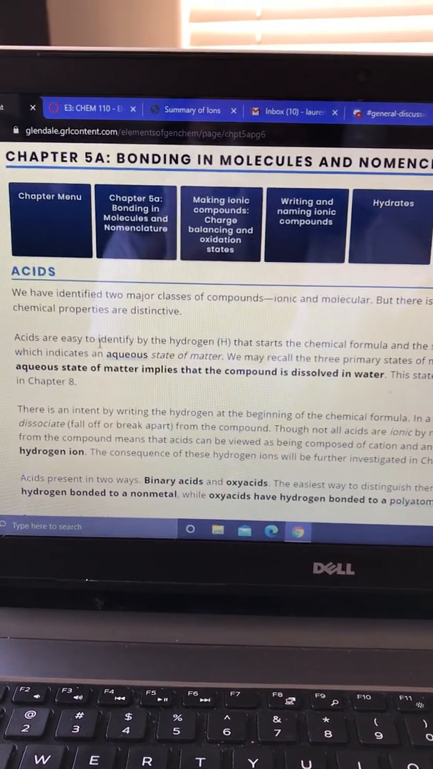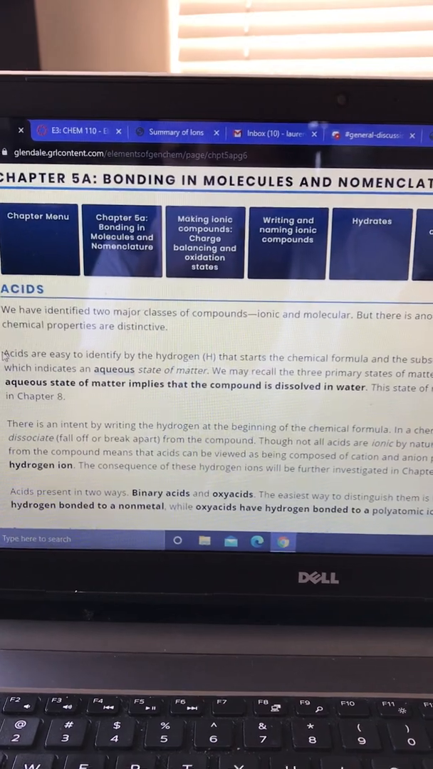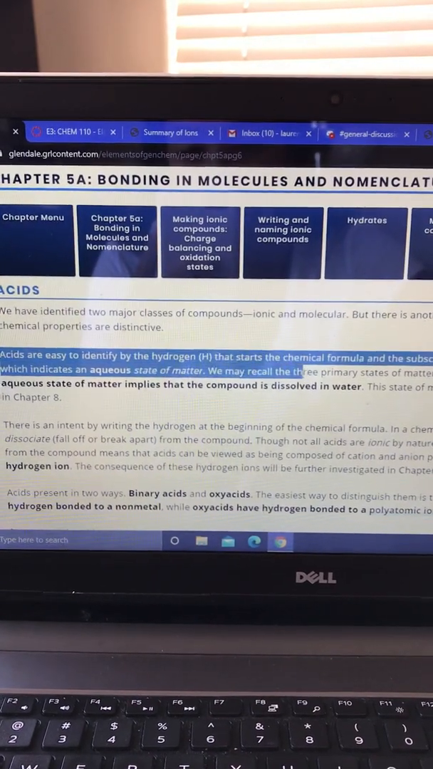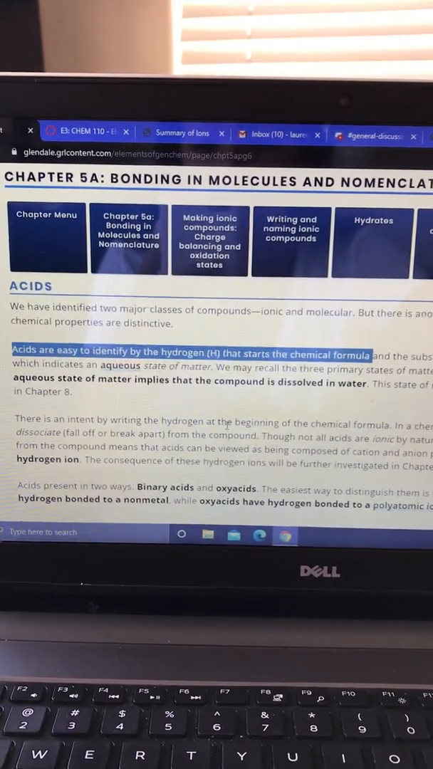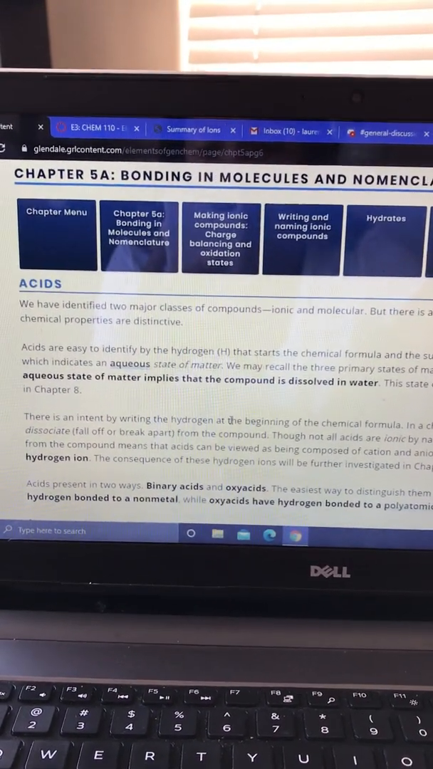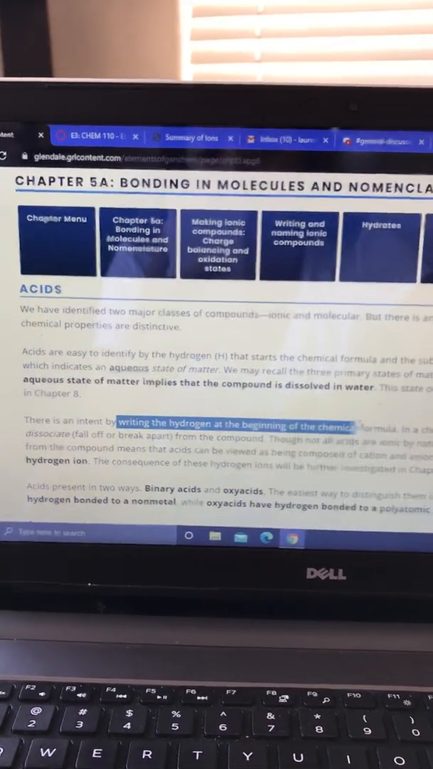So what we're looking at is an acid, and it says that acids are easy to identify by the hydrogen that starts the chemical formula. So that right there tells us that hydrogen will be in the beginning of the chemical formula. And it says there is a reason for writing the hydrogen at the beginning of the chemical formula.